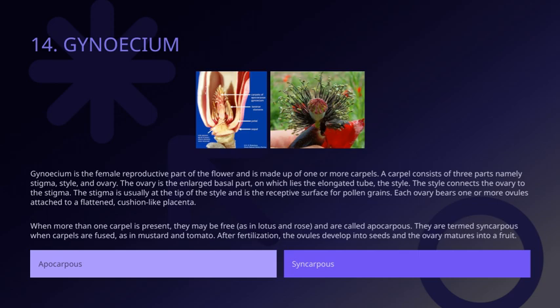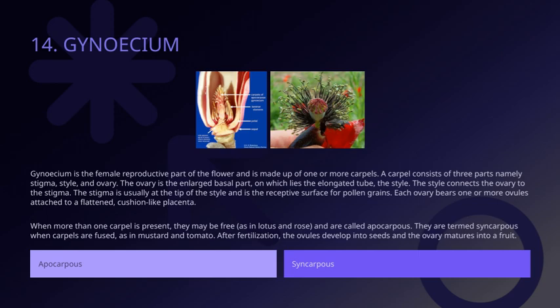Now, focusing on the gynoecium, the female reproductive part of the flower, it is made up of one or more carpels. Each carpel has three main parts: the stigma, style, and ovary. The ovary is the enlarged basal part that contains the ovules, which are attached to a cushion-like structure called the placenta. The style is an elongated tube that connects the ovary to the stigma, which is usually at the tip of the style. The stigma is the receptive surface where pollen grains land and begin the process of fertilization.